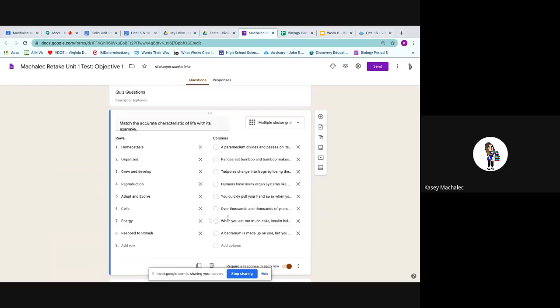So the first question is matching. Our first column says, a paramecium divides and passes on its DNA. Is this homeostasis, organized, grow and develop, reproduction, adapt and evolve, cells, energy, respond to the environment? So again, a paramecium divides and passes on its DNA. Which part of HOGRACER does that describe?